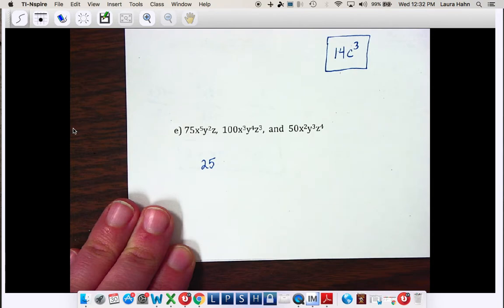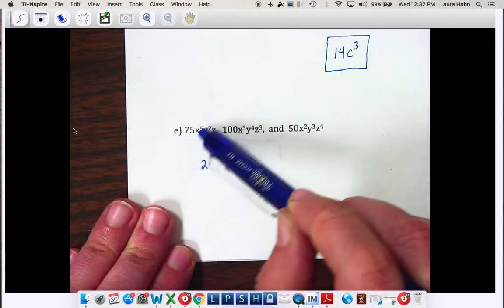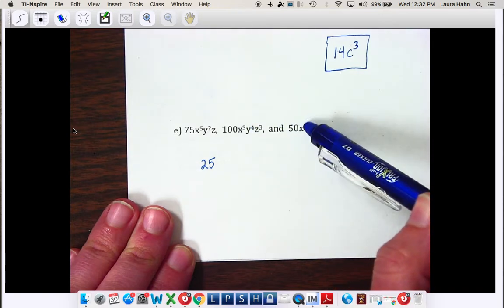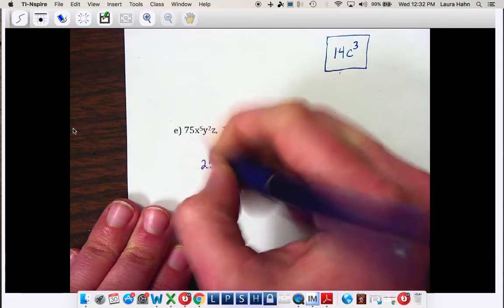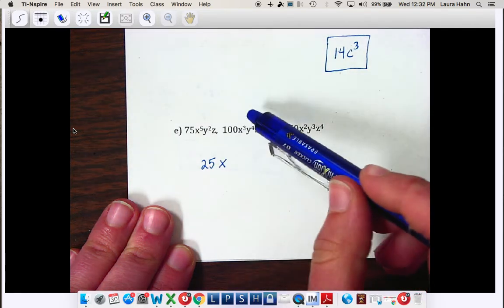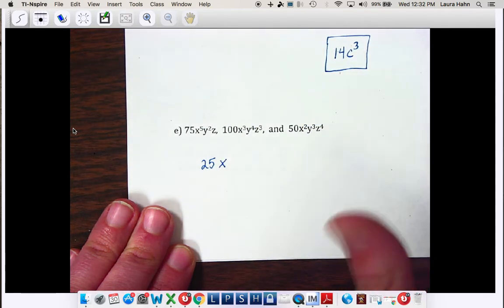Okay, let's look at our variables. X is first. X to the 5th, X to the 3rd, X to the 2nd. Well, I see they all have X's, so they have that in common, but what is the greatest one? Well, 5, 3, and 2. I know they all have at least X squared.